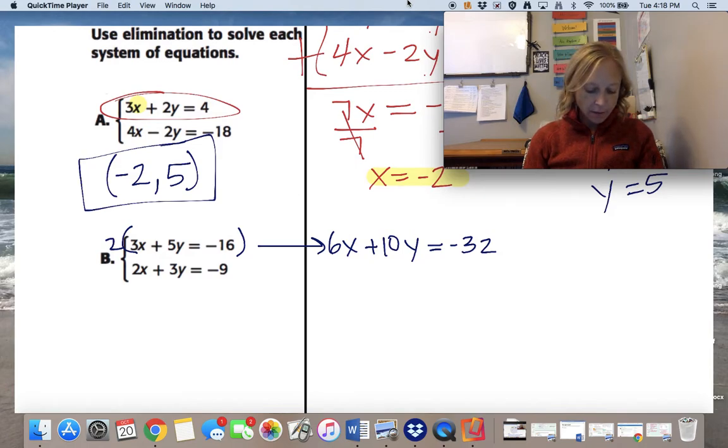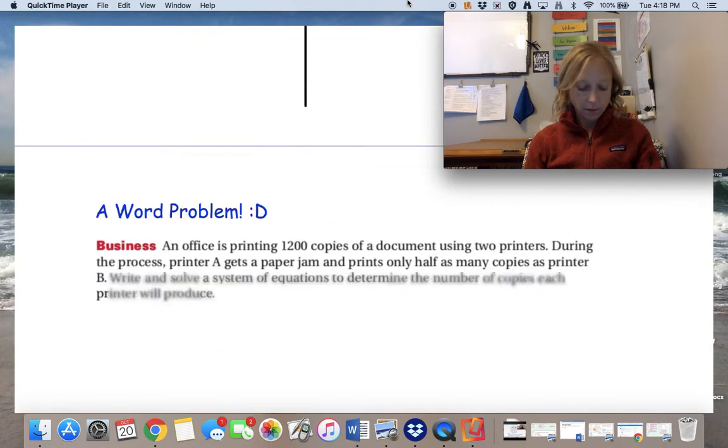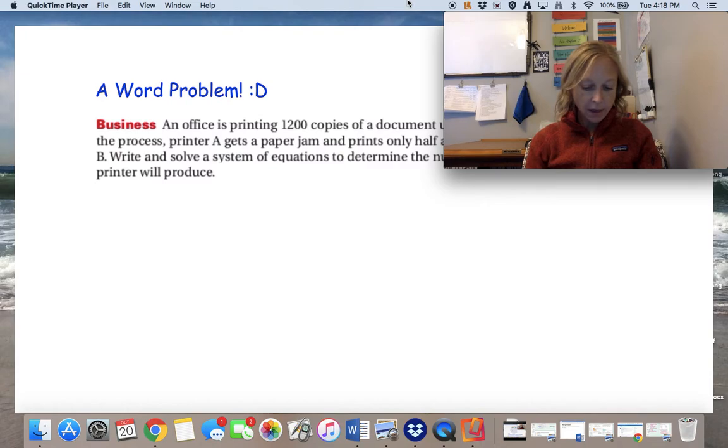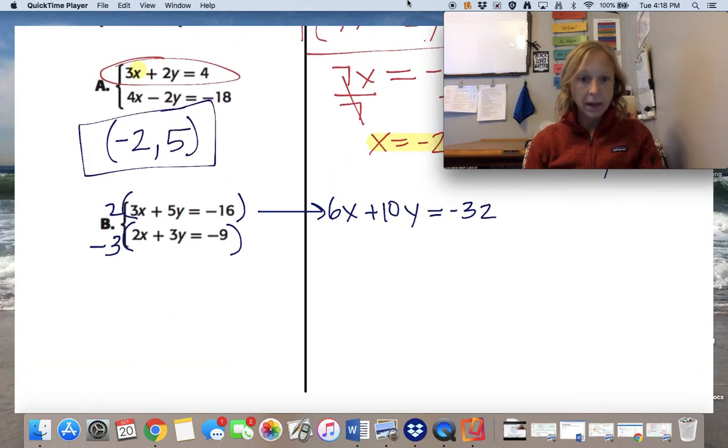Now I want this bottom equation to have a negative 6, so then I can put them together and make a 0. So how do I turn a 2 into a negative 6 using multiplication? I multiply it by negative 3. So I need to multiply every single term here by negative 3. I have to distribute that to the whole equation.